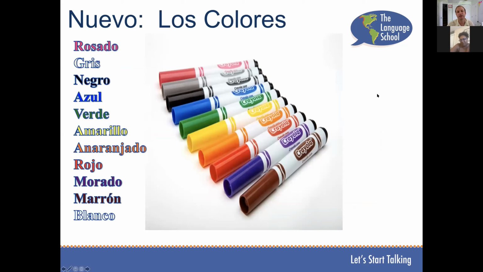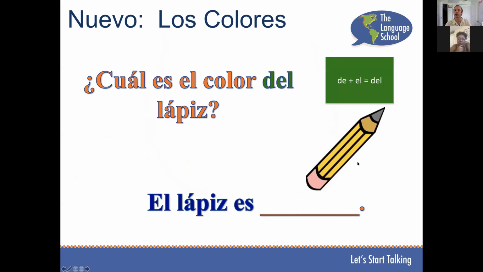Okay. Let's practice with our colors. Rosado. Gris. Negro. Azul. Verde. Amarillo. Anaranjado. Rojo. Morado. Marrón. Blanco. ¿Cuál es el color del lápiz?